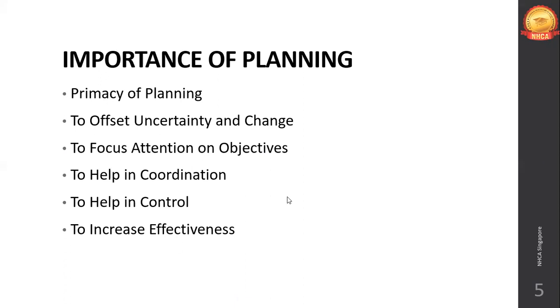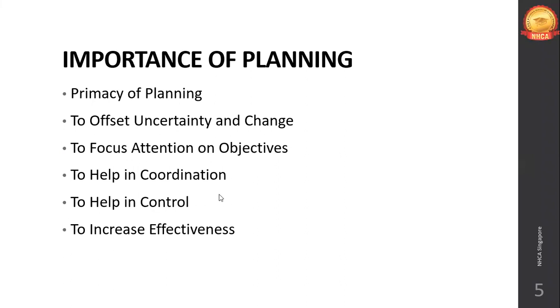To help control, when you have a plan at your disposal, if things go in slight deviation from your expected way of action, you can easily identify that. Okay, something is going wrong. It is easier for you to control that, correct that deviation, and bring those changes back to the same course of action which you have decided earlier. So that is another importance of planning, to help in control.